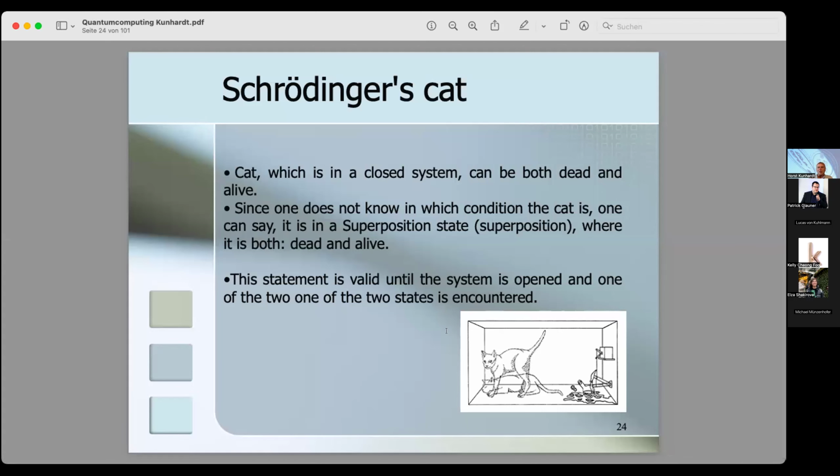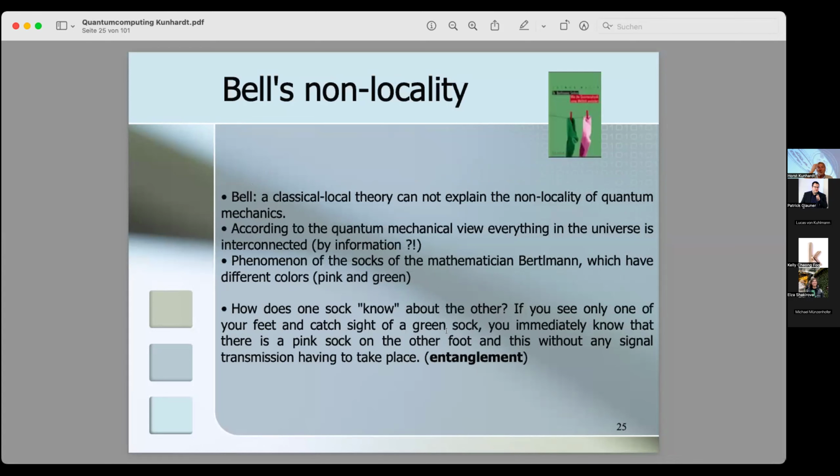A bit hard to understand, but fortunately, Erwin Schrödinger did not do this experiment with his real cat. He was a cat lover, and therefore don't be afraid for the cat. It's only a thought experiment. So to explain the statement of superposition.